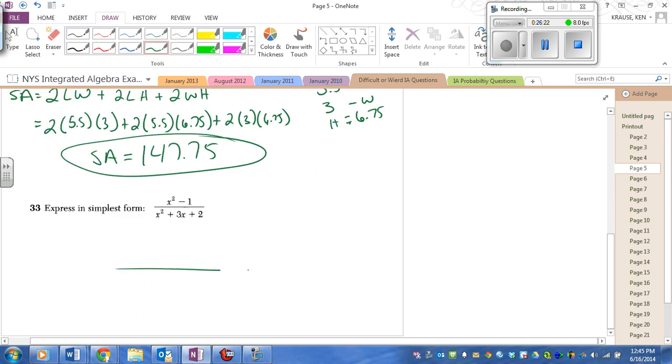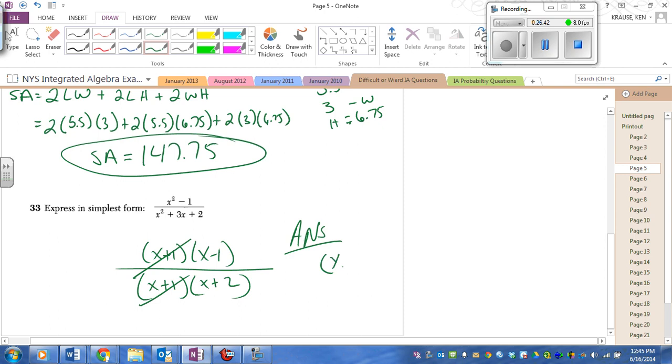This we just have to factor. Top is easy, it's x plus 1, x minus 1, probably going to be one of those in the denominator. These are positives, so it's x plus 1, x plus 2. These cancel, so my answer is x minus 1 over x plus 2.